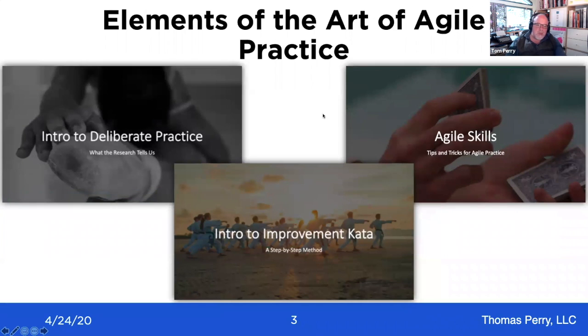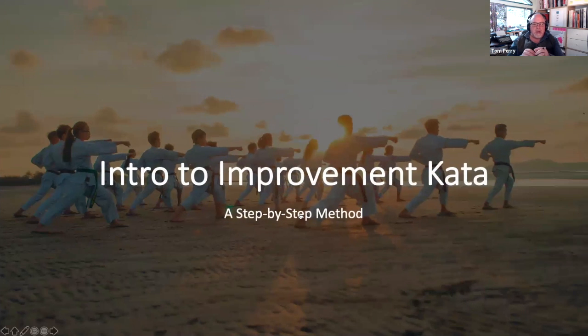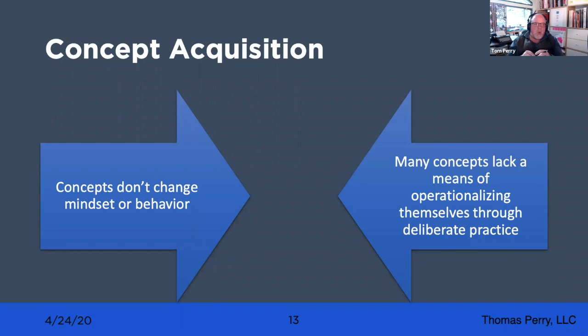So the next thing I'd like to do is talk about something called the improvement kata. The improvement kata was originally developed by Mike Rother, and it really comes from the lean world. Rother was convinced of a couple of things. One, that concepts don't change mindset or behavior. What he means by that is many concepts lack a real means of operationalizing themselves.